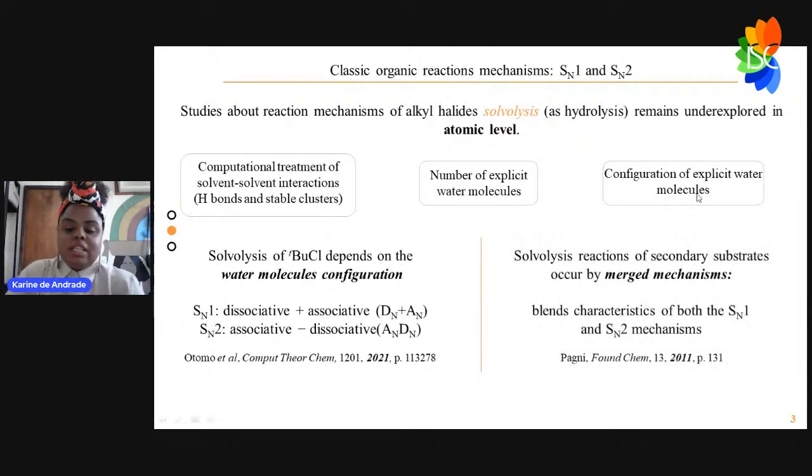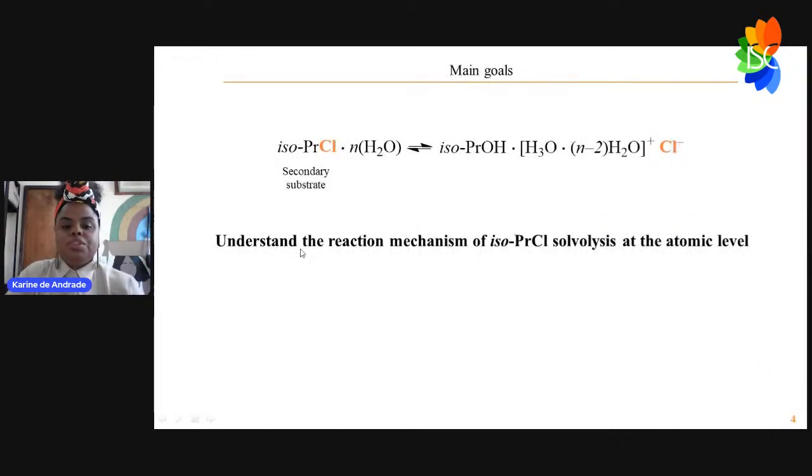Studies about solvolysis reactions of secondary substrates point out that this process goes through a merged mechanism with characteristics of SN1 and SN2. So, according to this consideration, our main goal is to understand the reaction mechanism of isopropyl chloride, which is a secondary substrate, so to understand the reaction mechanism of solvolysis of a secondary substrate at the atomic level.